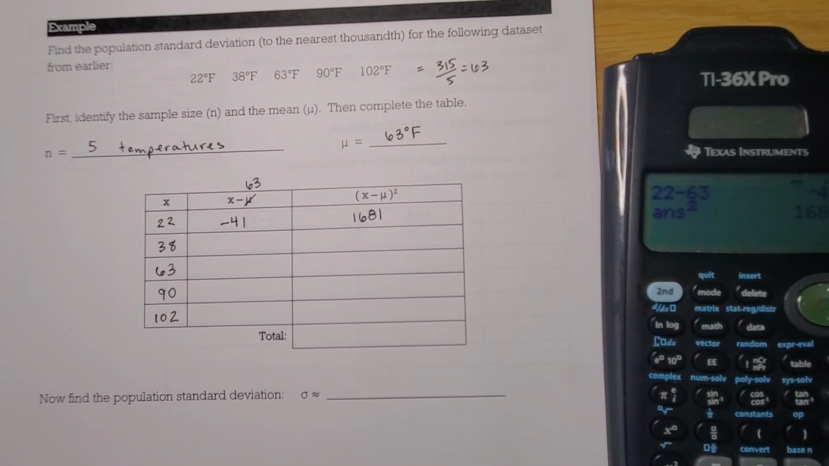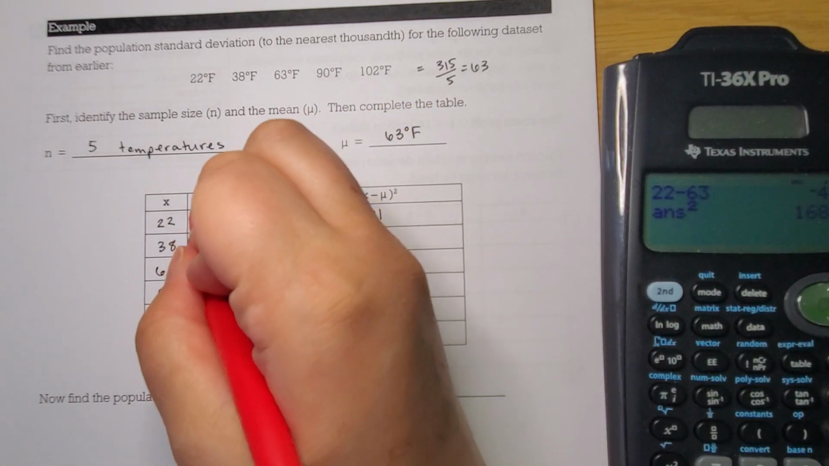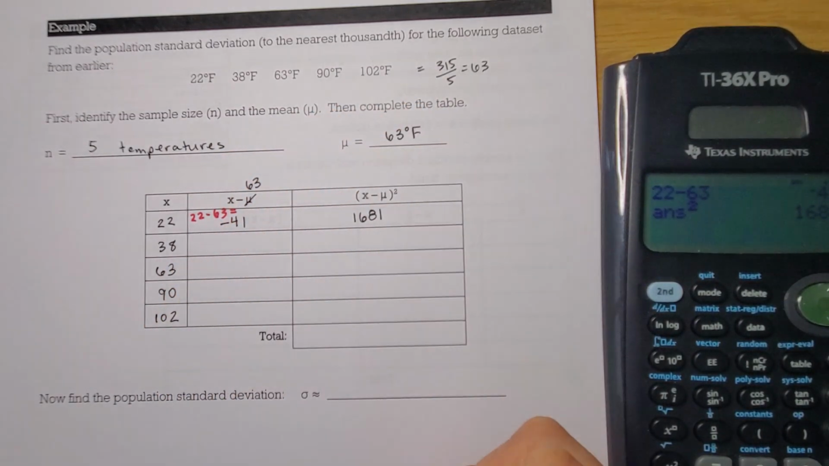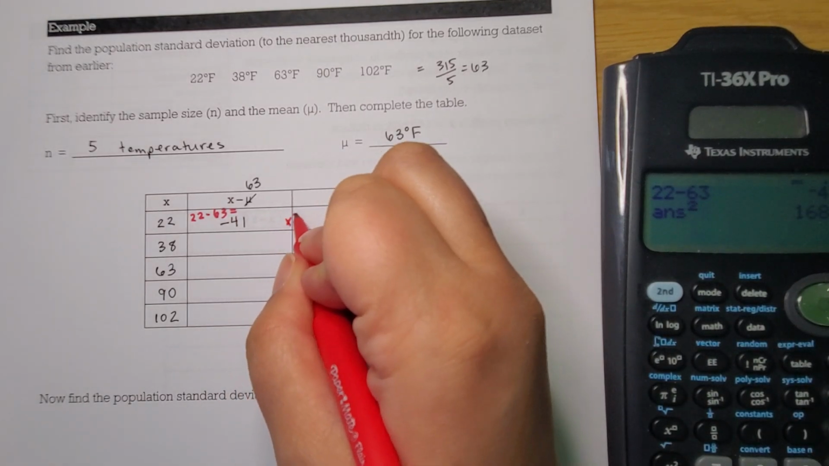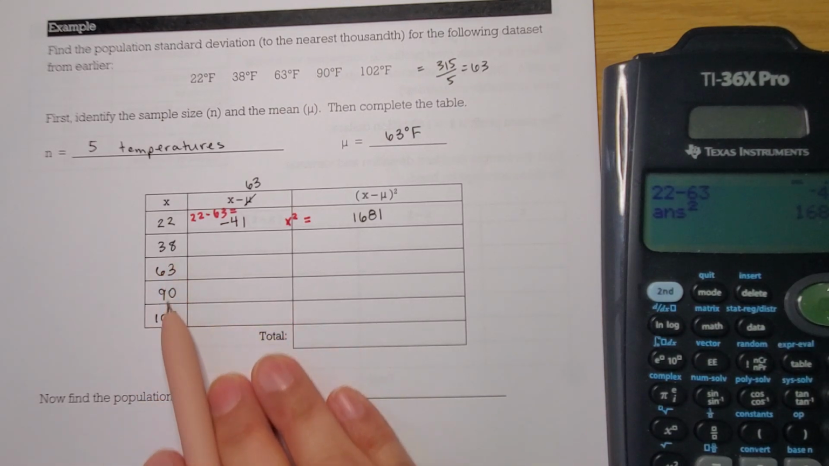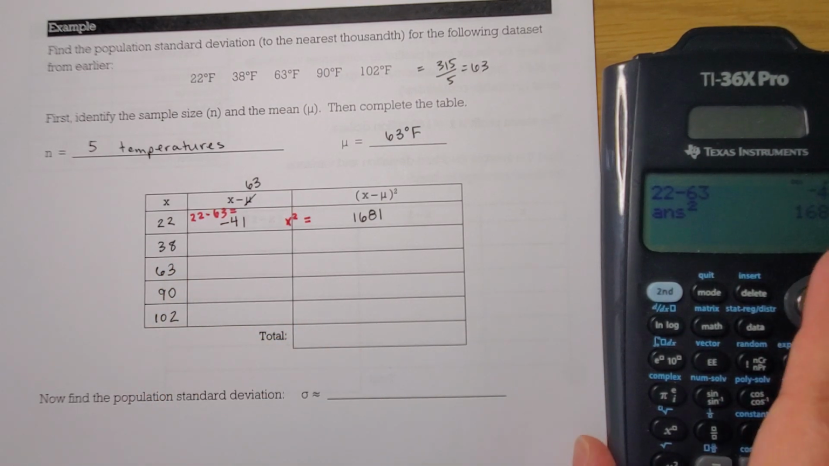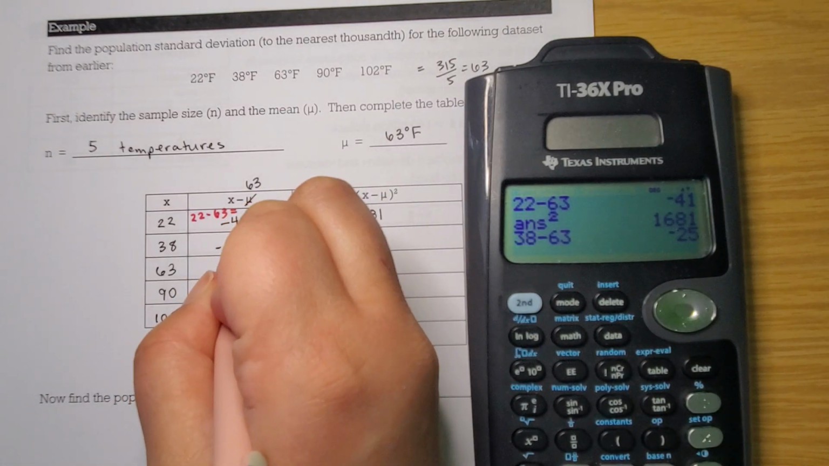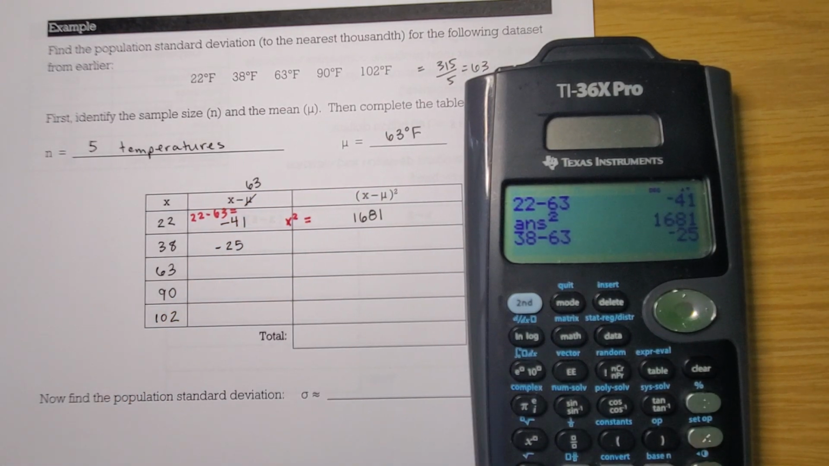So if I want to give myself a note of what I did, here I did 22 minus 63 equals. Then I hit my x squared button equals and got 1681. So we're going to do that for each value in this column. So I'm going to do 38 minus 63. That gave me a negative 25. Then I'm going to hit the x squared equals.